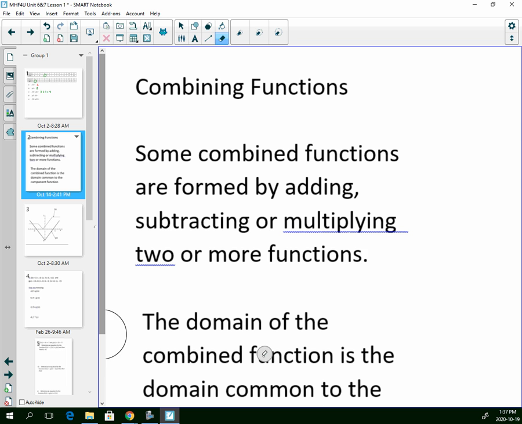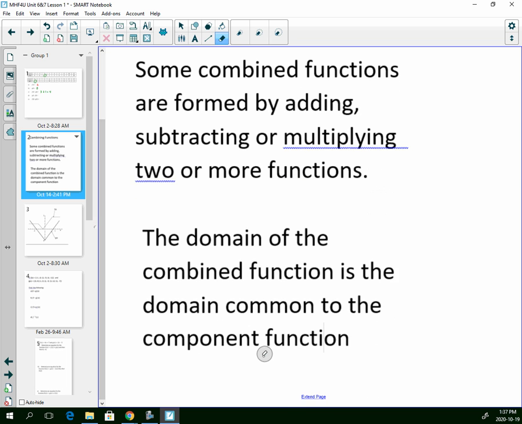There's a little note here about the domain. I'll talk about it a bit more once we look at a graph or some equations, but the domain would have to be the domain that is common to both functions. I wouldn't worry too much about domain because we're not really going to ask you about that on a task or a test. We'll look at it a little bit later, but just so you know, the domain of the combined function would have to be the domain that's common to both.